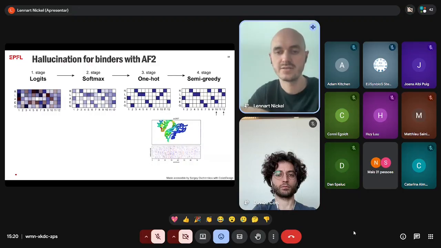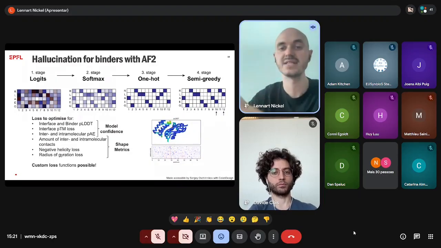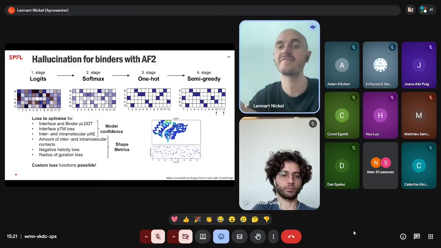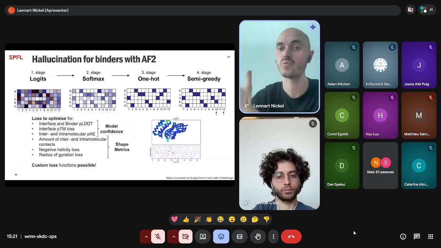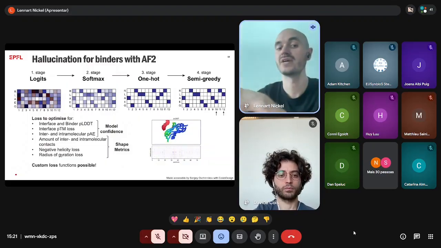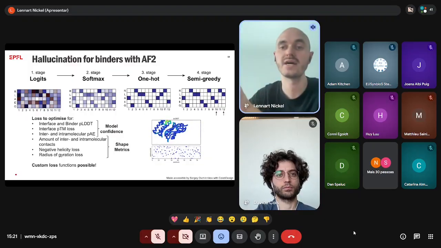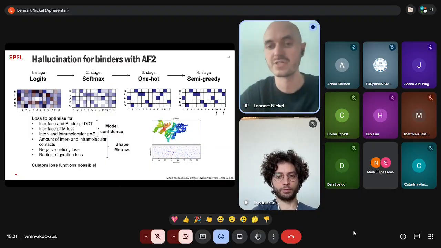And we optimize for different things. We can optimize for model confidence, such as pLDDT, pTM, PAE, which are different metrics from AlphaFold. And we can optimize for shapes. We can optimize, for example, a lot of contacts, which would make a binder very compact. We can use a radius of gyration loss to make it pretty globular. Or if we want a better sheeted binder, we can play around with the secondary structure elements and use the negative helicity loss. And you can customize this a lot, and we will go into how this works later on.